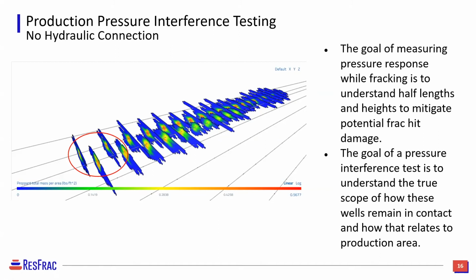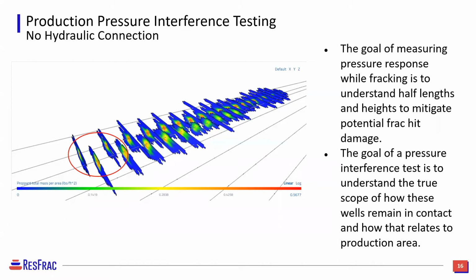What I'm showing here in this big red circle is we have a frac hit. This well was fracked first, this well was fracked second. We have hit this other well. We noted that frac hit on the fiber data or pressure response data from whatever we decided to measure. We do a production interference testing. Well, that frac hit is no longer manifesting itself in the production pressure interference testing.